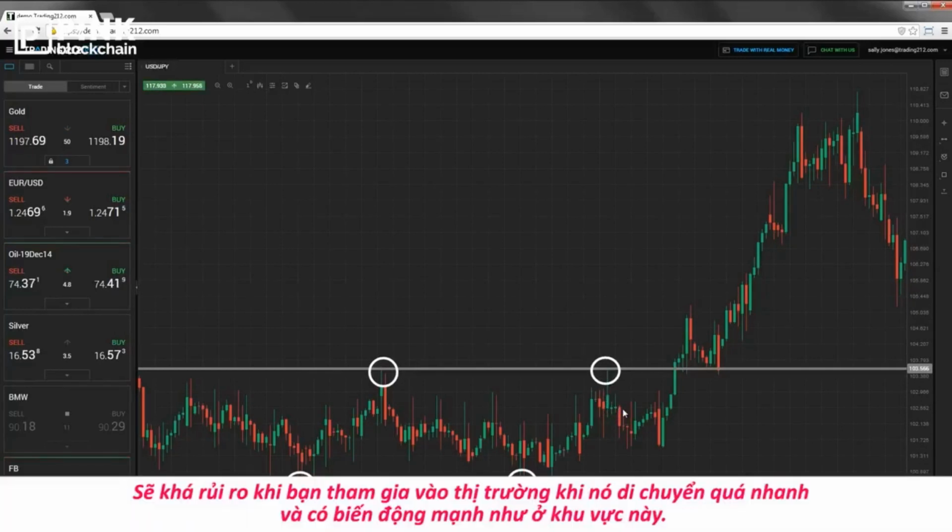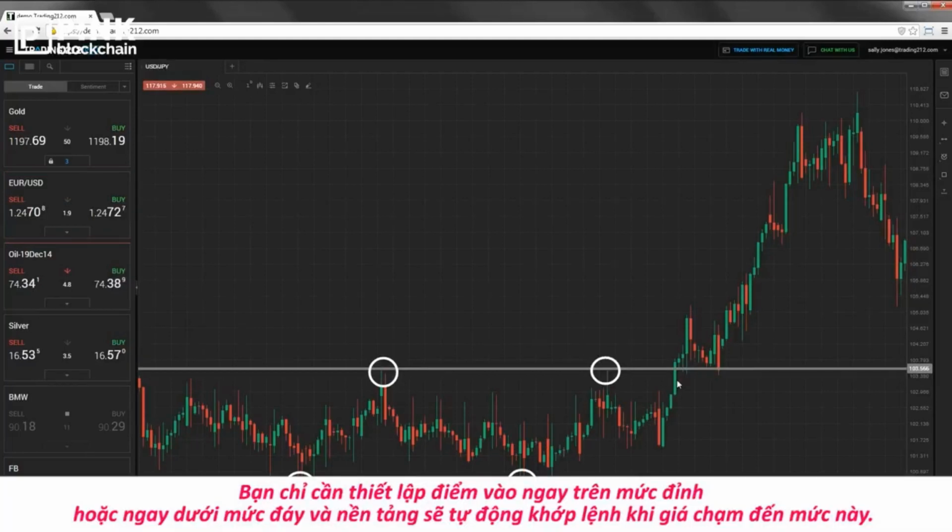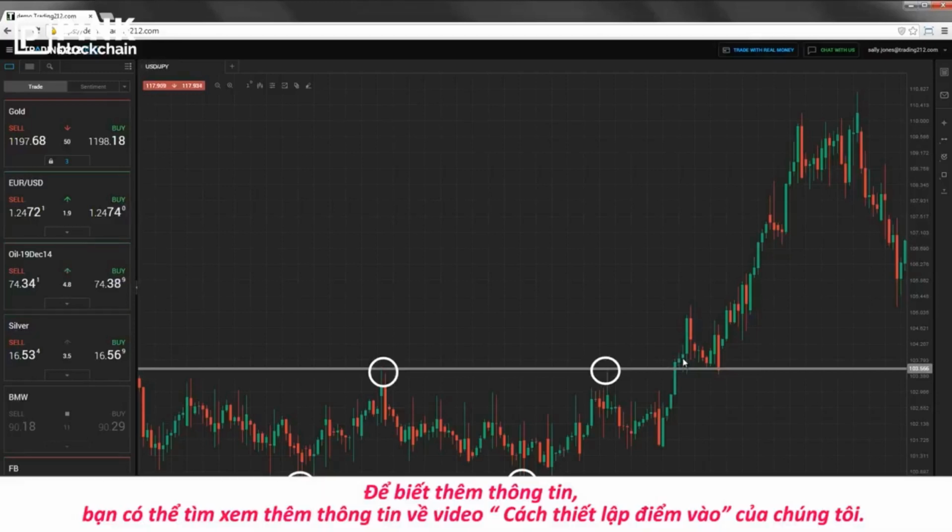It may be tempting to enter the market when it's volatile and moving fast like over here, but this may lead to rushed decisions that won't result in the desired outcome. So a better strategy is to position yourself so that you're trading stocks, commodities or currency pairs that are currently low in volatility like we have here, and place your order so that it is ready to ride the trend whenever the breakout occurs. So you would need to place your entry order just above the high or just below the low so that your order is automatically entered when the price moves. To see more information on this, you can refer to our video on entry orders.